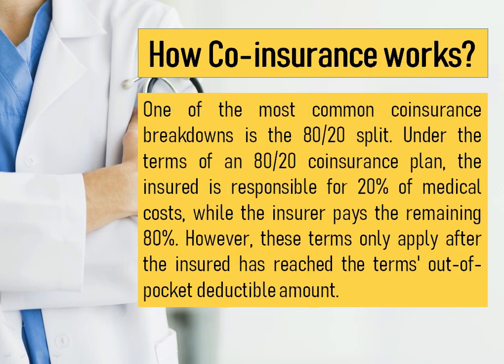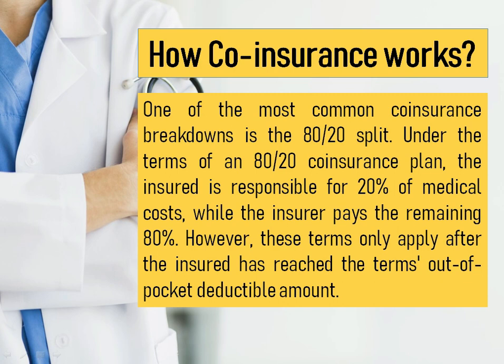How does co-insurance work? One of the most common co-insurance breakdowns is the 80-20. Under the terms of an 80-20 co-insurance plan, the insured is responsible for 20% of the medical cost, while the insurer pays the remaining 80%. However, these terms only apply after the insured has reached the out-of-pocket deductible amount. So mostly when it comes to co-insurance, the patient must have met the deductible. Whatever it is, once the patient meets the deductible amount, then the copay or co-insurance will start.